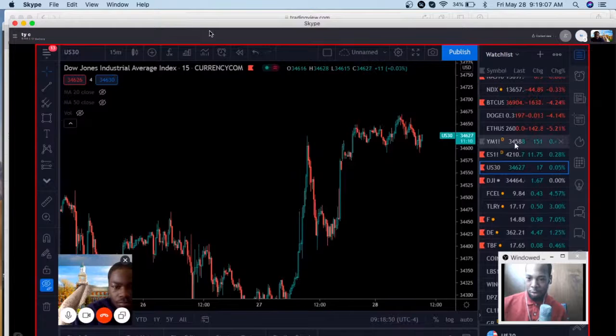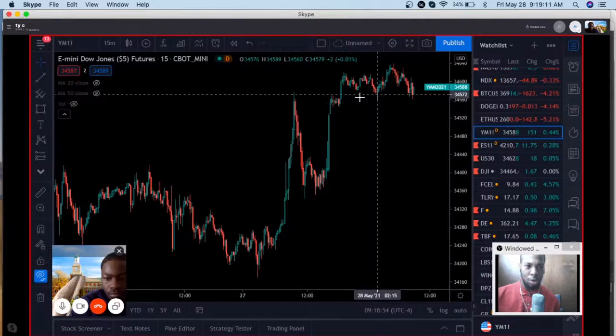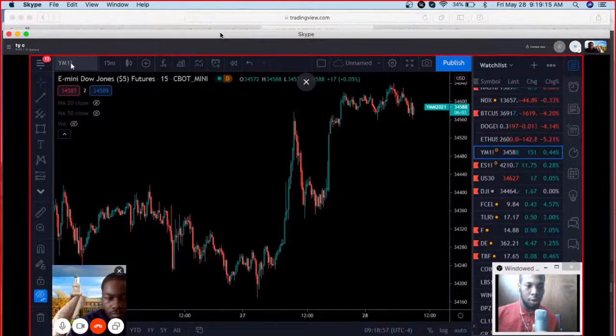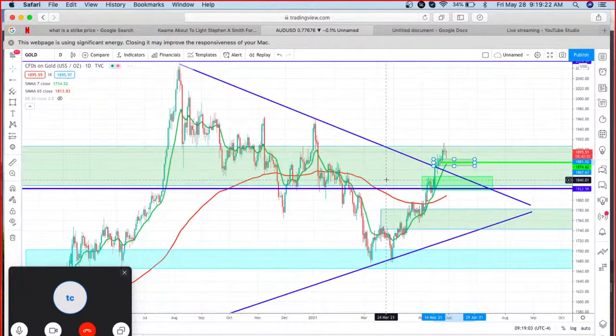But of course, not US 30 in particular. We're going to be trading Dow Jones futures. So make sure when I'm calling out prices, you guys switch over to this chart right here. YM1 exclamation point. That's the ticker symbol. So with that being said, let me go ahead and pass it over to Darren. Let's see his analysis and let's go ahead and break it down.